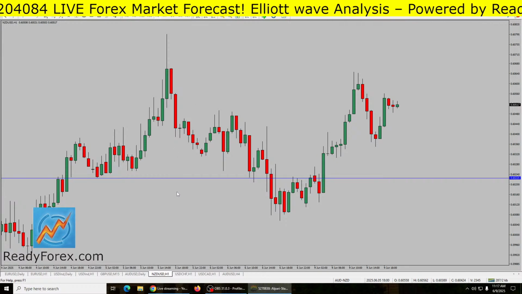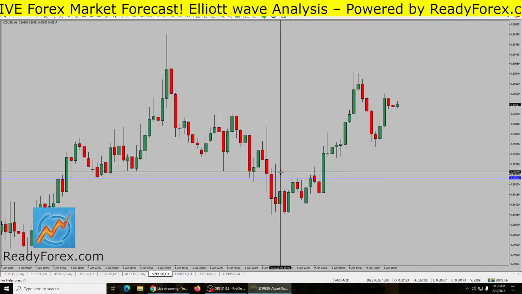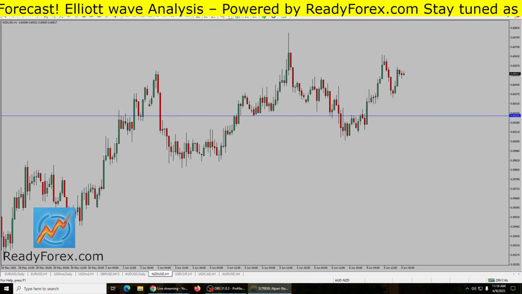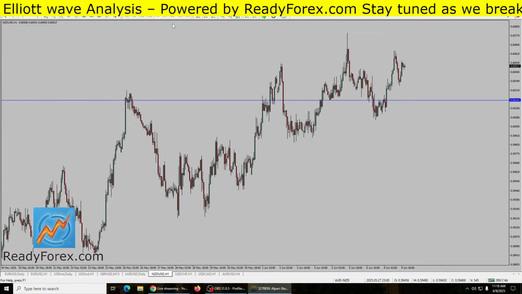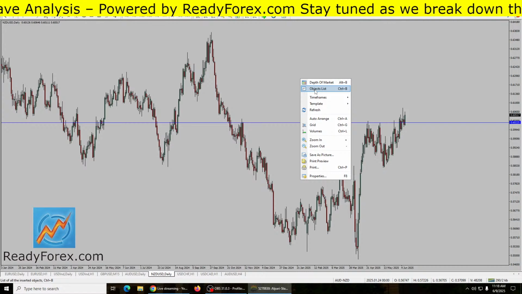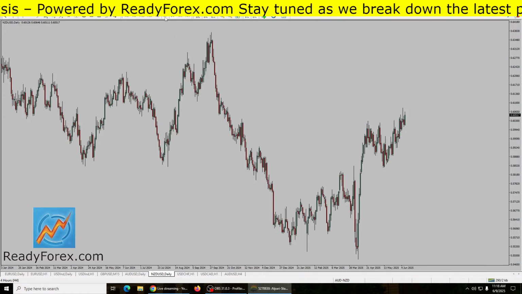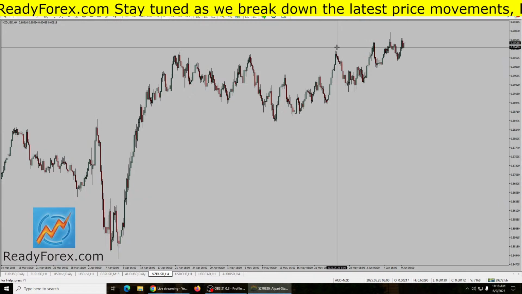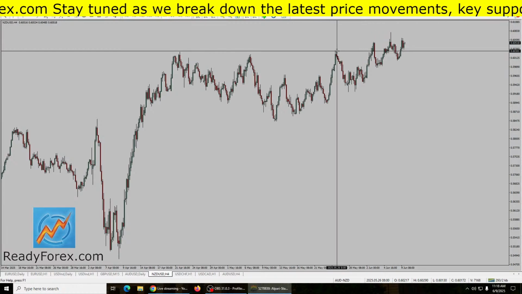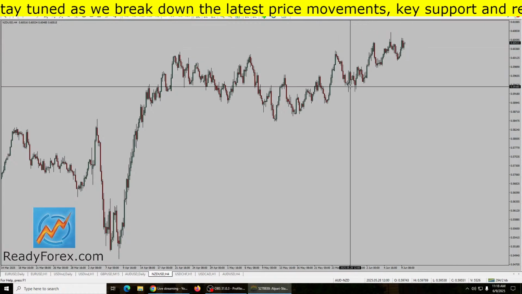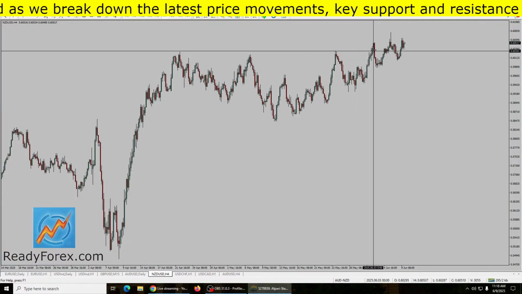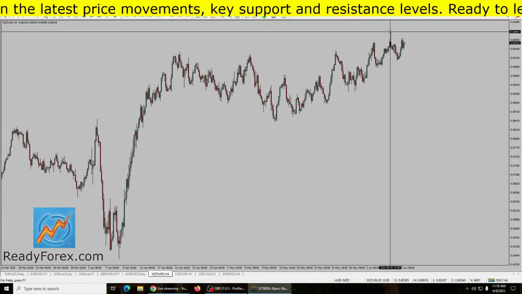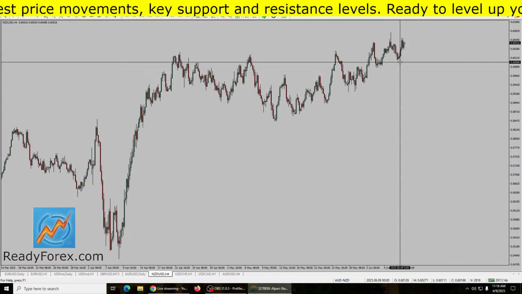NZDUSD currency pair. Okay, we got the drop in price action, then the market rallied back up, and is still trying to rise back up. If you check out the daily, we keep getting these spikes over here. Let's go over to a 4-hour time frame. So it seems to me we got this as wave 1, 2, 3, 4, and 5, and the move is over.